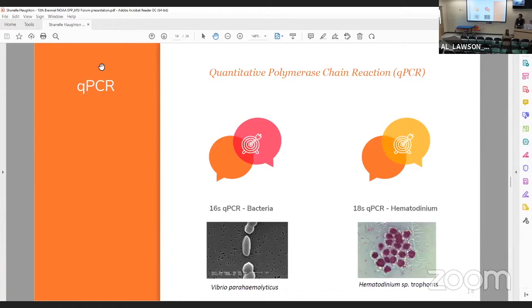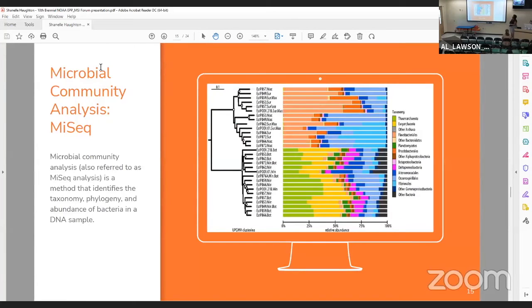qPCR, or quantitative PCR, is a highly sensitive DNA-based polymerase chain reaction that detects a specific gene amplification in time. I use a SYBR-based qPCR assay for detection of the 16S gene, which is specific to bacteria. And I use a qPCR assay specific to 18S, which is good for detecting Hematodinium in our samples.